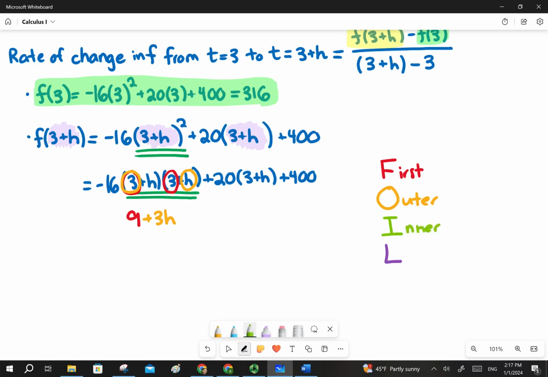I is for inner, and h times 3 is 3h, and L is for last. H times h is h squared.